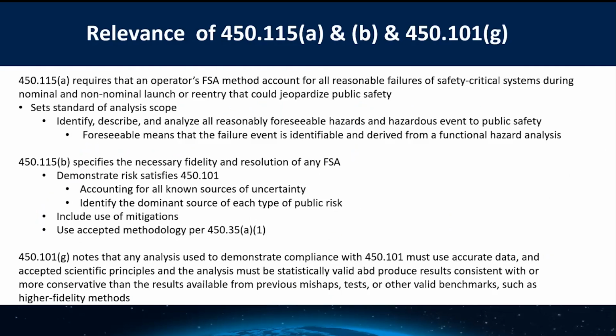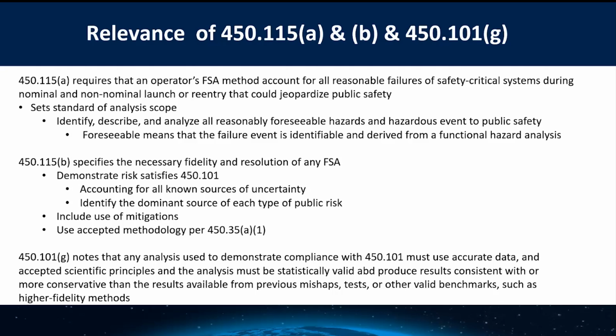450.115A states that an operator's methods must account for all reasonable failures of the critical system during the operation that could jeopardize public safety. It sets the standard for scope to reasonable, foreseeable hazards and hazardous events. Here, foreseeable means that the failure event is identifiable and derived from a functional hazard analysis of a well-established system safety process that includes previous failures that could jeopardize public health.